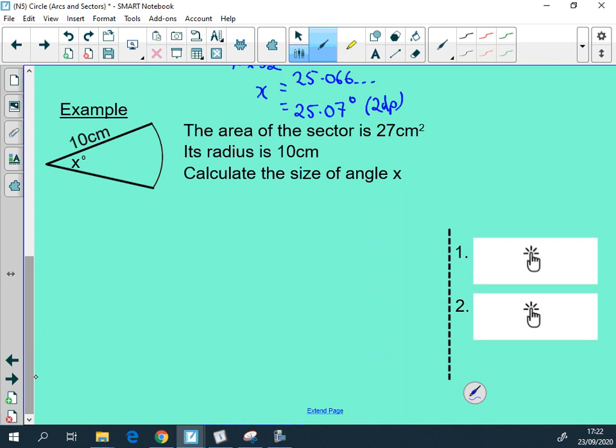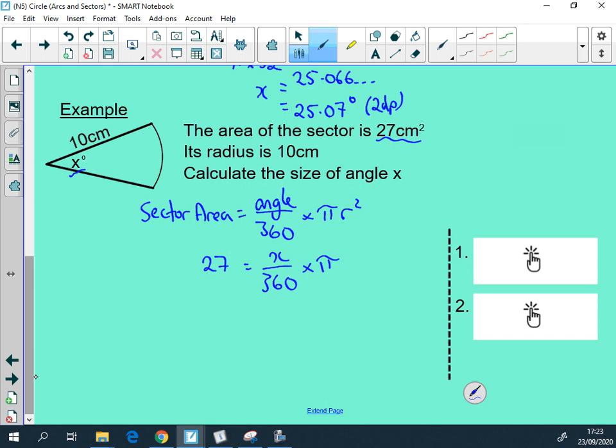So again here, the difference, it tells me that it's the area of a sector. So I'm dealing with sector area equals angle over 360 times pi, and it's r squared. Pi r squared will get me the area of a circle, and if it's sector area, I'm dealing with pi r squared instead of pi d. Now, sector area tells me is 27 squared centimeters. The angle, it refers to as x, so I'm going to call it x as well. Pi is just a value, it's a constant, and r squared, well, that's my radius squared, so that'll be 10 squared.